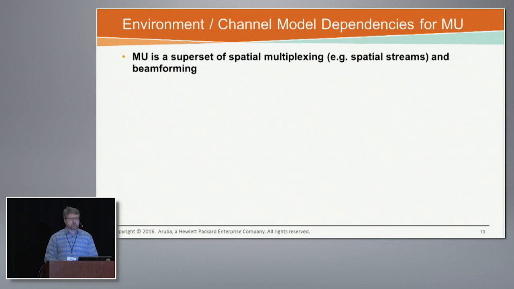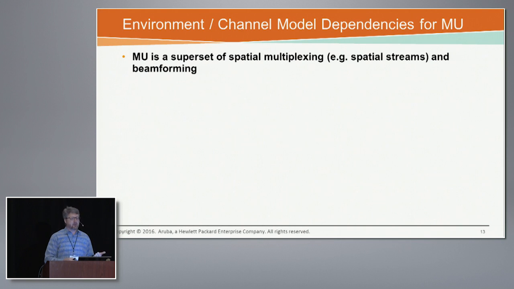Okay, channel model dependencies. So multi-user is a superset of spatial multiplexing and beamforming, right? But it's different than beamforming in wave one. In wave one beamforming, we're sending all the energy in one direction, trying to increase the gain to a single client. With multi-user, we're sending energy in multiple directions, and I'm peaking station A and trying to null the other station. So I'm actually dividing the power up in a different way.